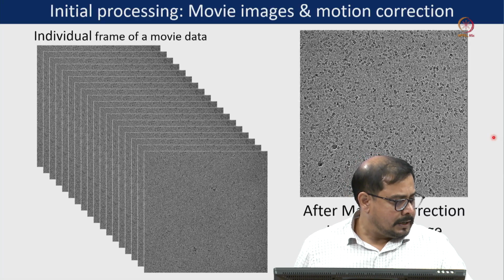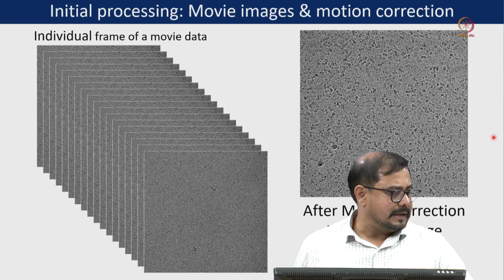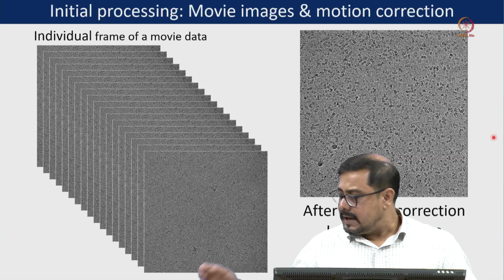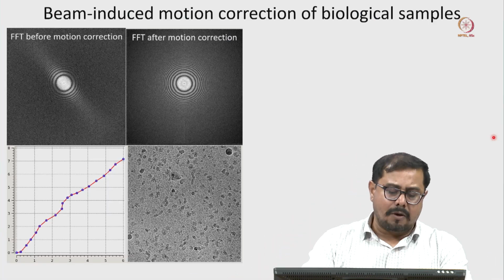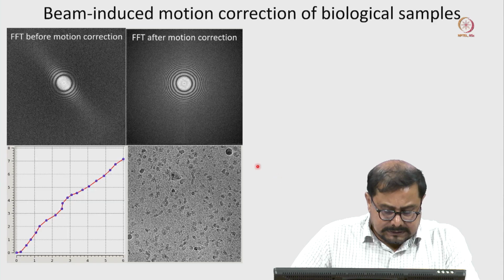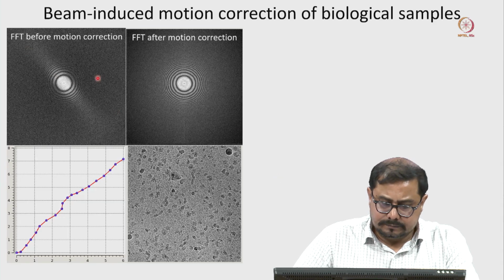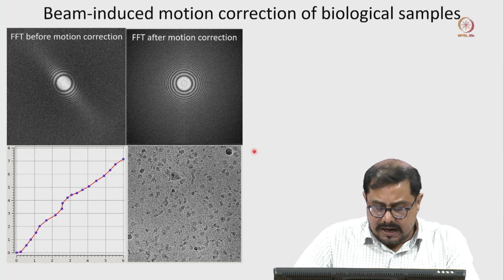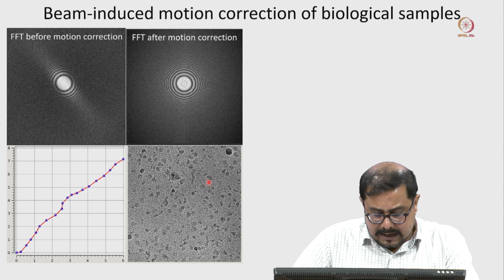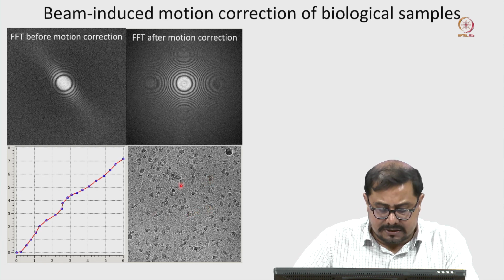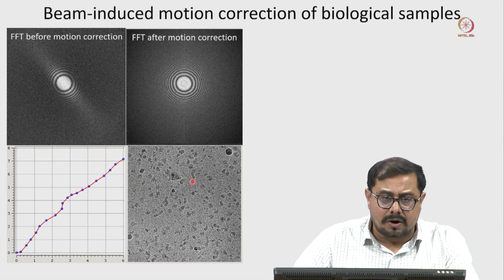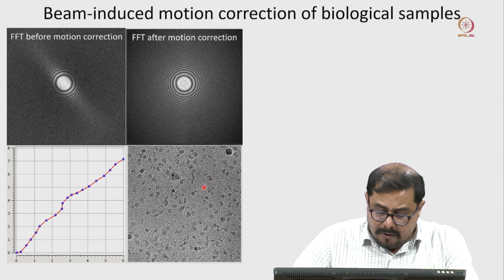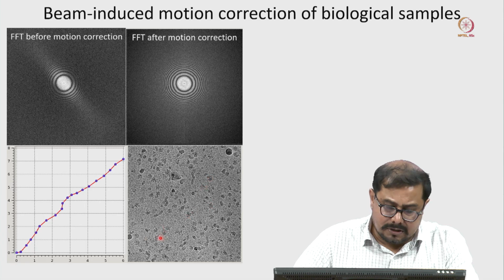Now the next step: when we collected the data we get some kind of 2D images, then definitely the next step will be to look at our power spectrum. So here I am showing you an image. This is the beam induced motion correction of a biological sample. Here you can see an image where there are the protein molecules. This sample is not very good because now you know what is called ice contamination. Here you can see some kind of ice contamination also, but those are our ribosome molecules or biological macromolecules.